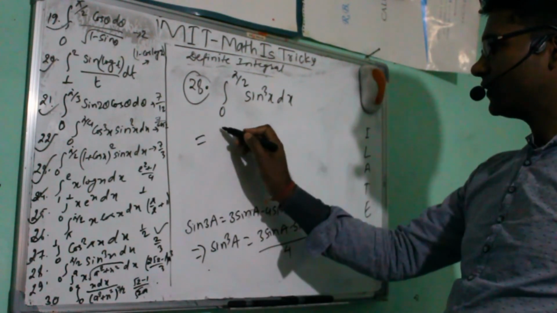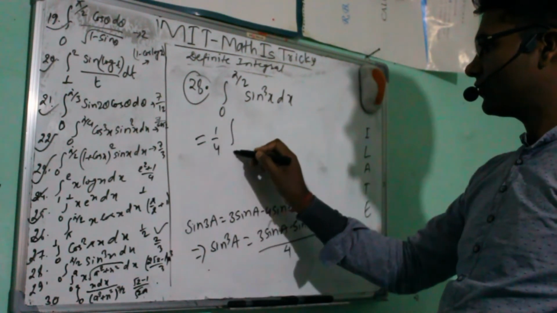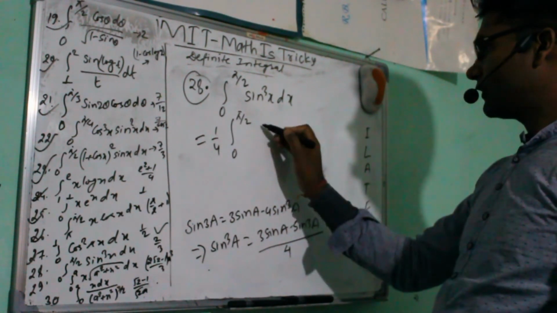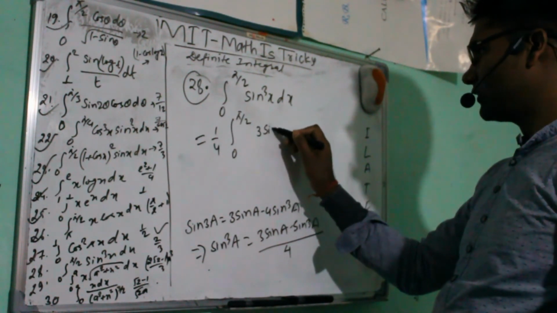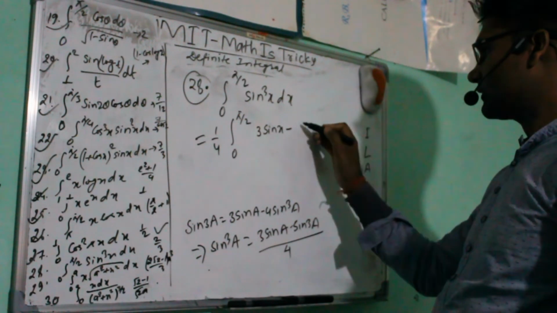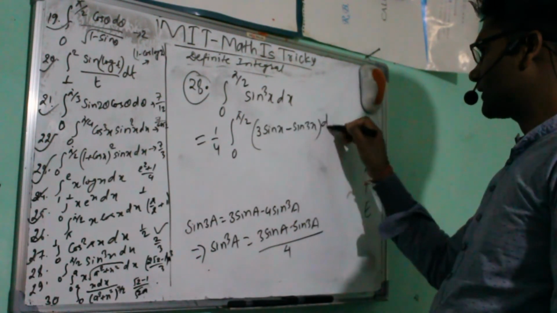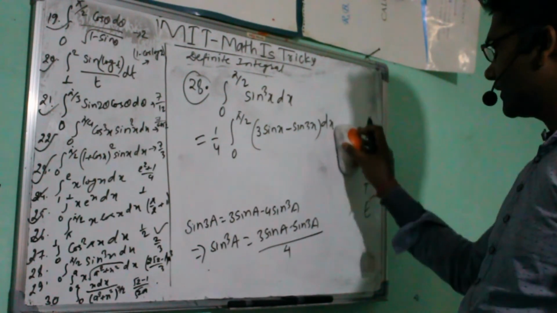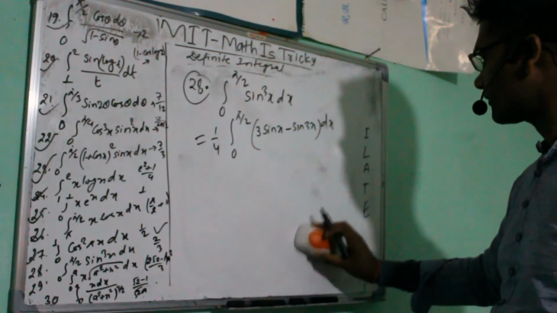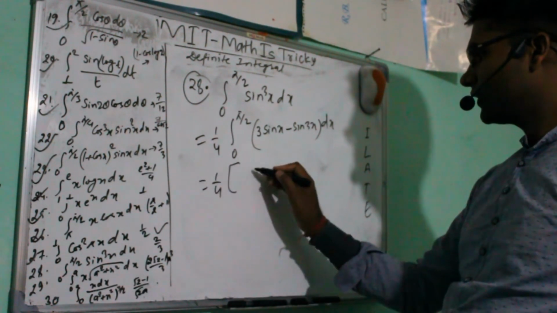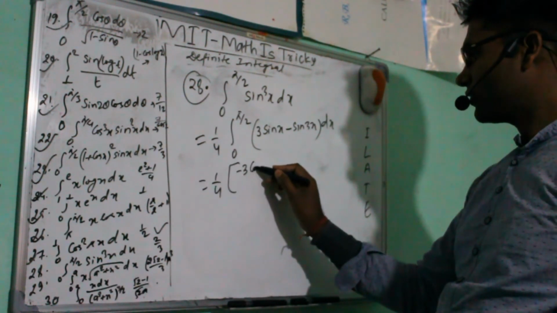How much is log of e base e? It is 1, so 1 into e minus log 1, which is 0, minus e minus 1. So how much are we getting here? e minus e and then plus 1, so the answer will be 1. Answer is 1. Question 17 is this.